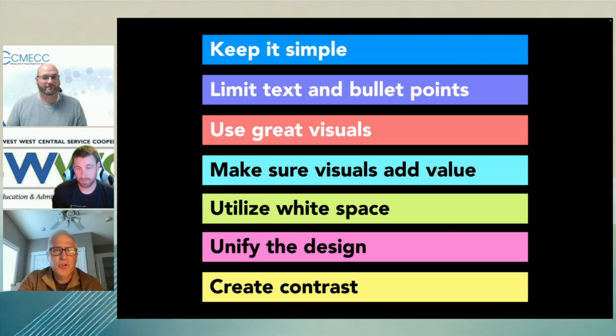So the first 2 kind of relate to each other, keeping it simple and limiting text and bullet points. Like you said, Jeremy, don't use 2 images when 1 will do. That kind of connects with keeping it simple. So just really think about what's the point you want to get across, and then do that in a really simple way that really drives home your point. And then those next 2 on the list, using great visuals and making sure visuals add value, those 2 kind of relate to each other too.